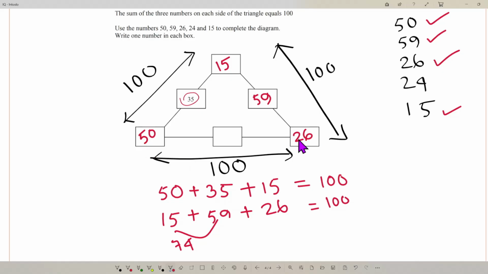Here is a 50. Here is a 26. So here we just need 24 and done. So all the side summations become 100.